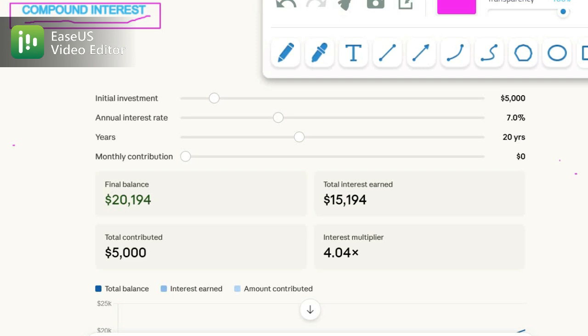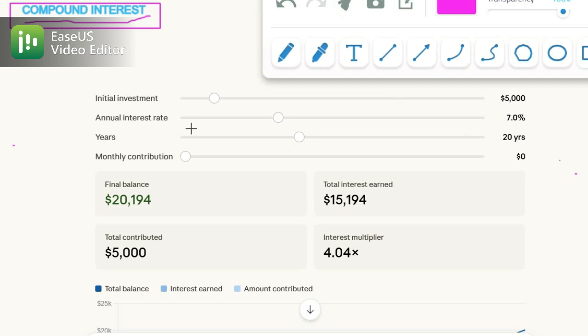Think of it like planting a tree. The first year it's a small plant, but next year it grows branches, then those branches grow leaves, and over time the growth speeds up and you get a big shady tree. So that is how compound interest works: slower at first, then faster and faster.